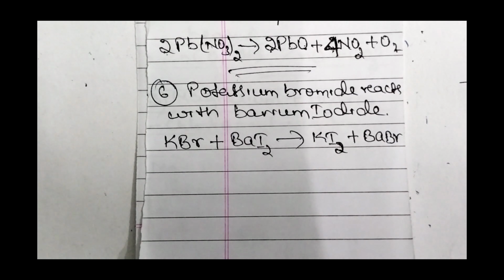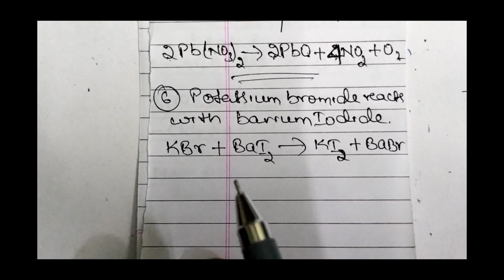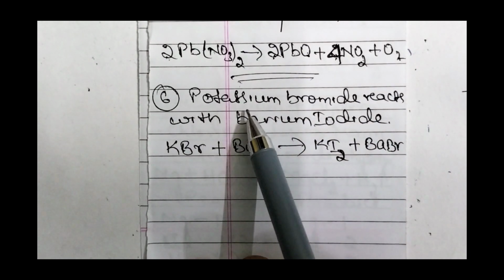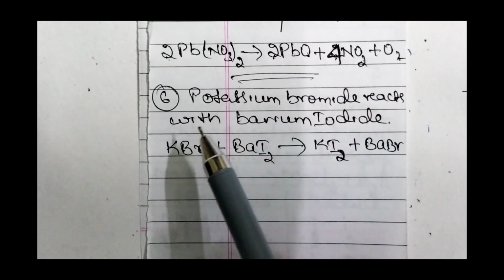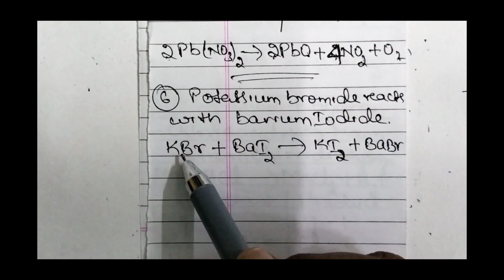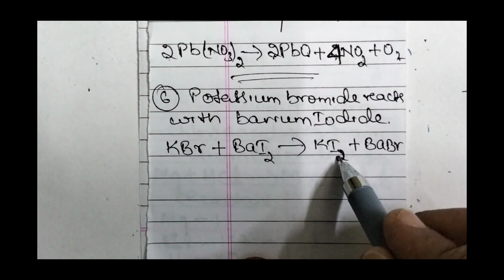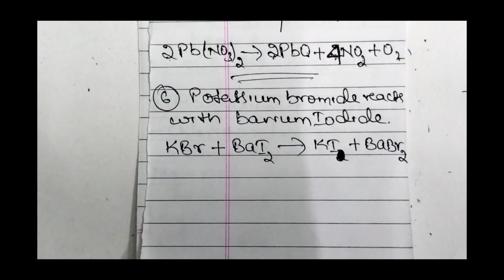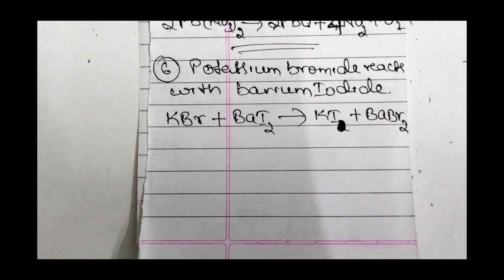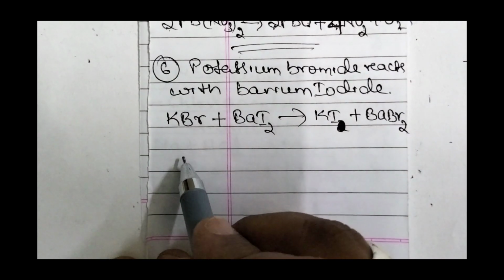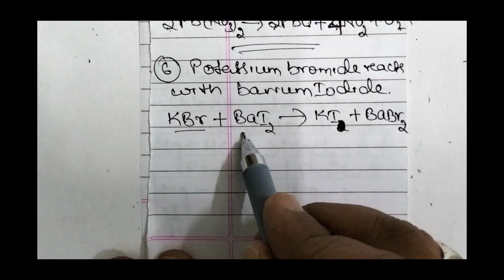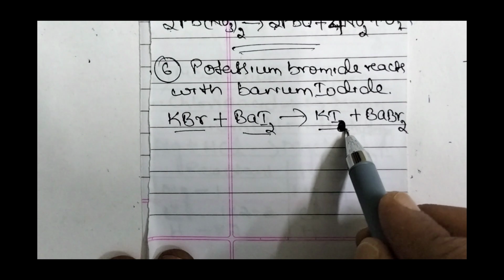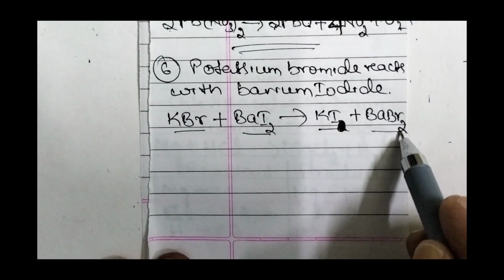Now let us check whether the equation is balanced. When we write the skeletal chemical equation for potassium bromide reacting with barium iodide: KBr plus BaI2 gives rise to KI plus BaBr2. So potassium bromide and barium iodide give rise to potassium iodide and barium bromide.